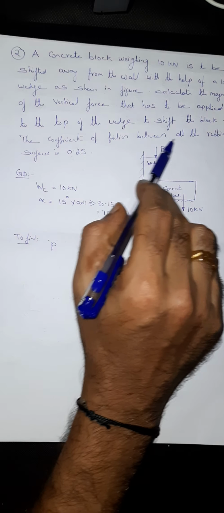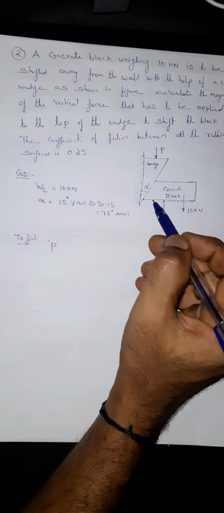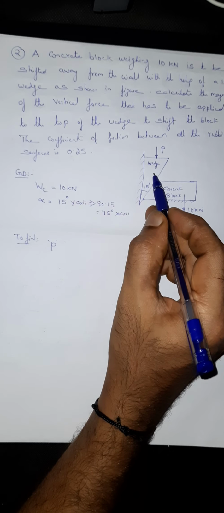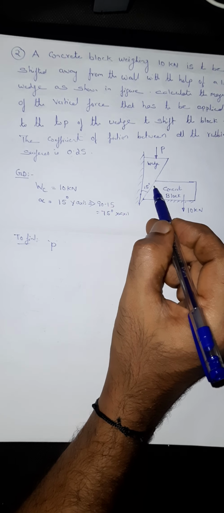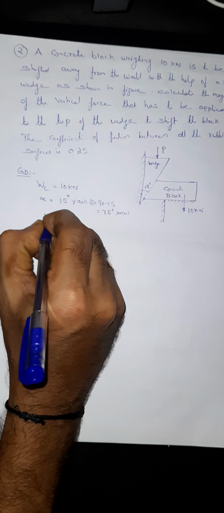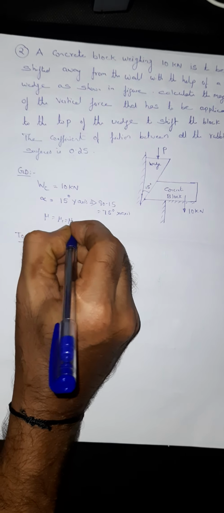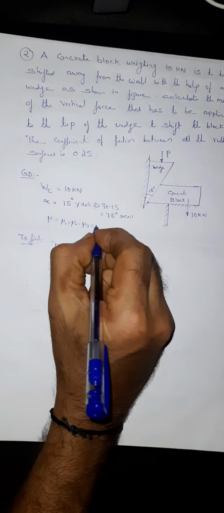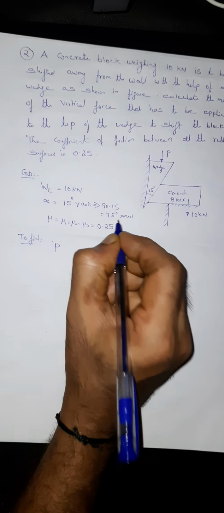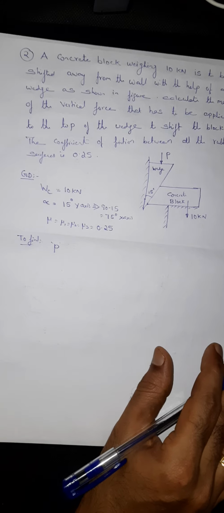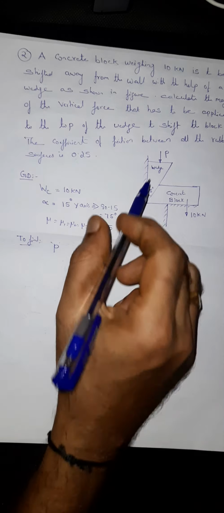The coefficient of friction between all the rubbing surfaces. Where are all the rubbing surfaces? Between wall and wedge, between wedge and concrete, and between the concrete block and the surface. So mu equal to mu1 equal to mu2 equal to mu3 equal to 0.25. Since the weight of the wedge is not given, you can neglect the weight of the wedge.